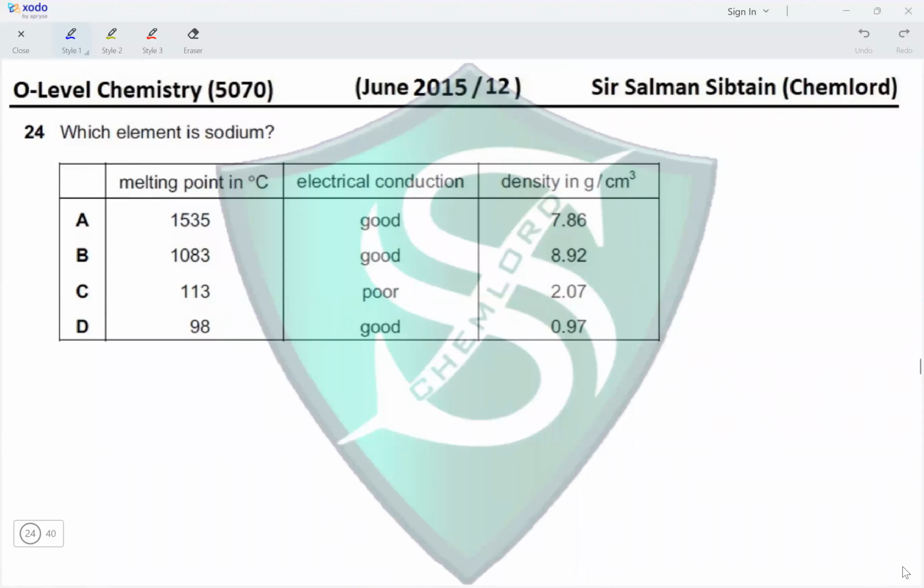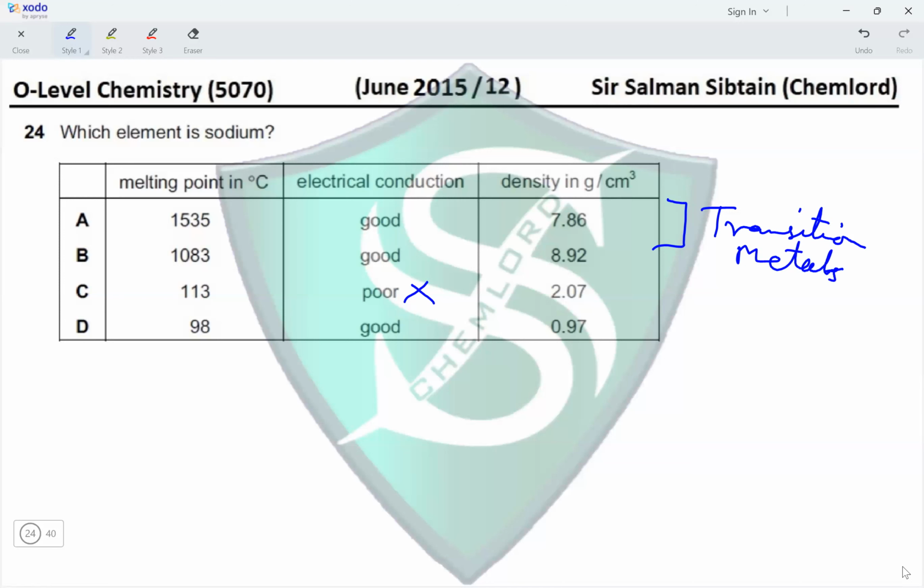Question 24. Which element is sodium? So we are given melting points, electrical conduction, and density. So sodium is a metal. It will conduct electricity really well. So option C is eliminated because it says it is a poor conductor of electricity. Now we are left with options A, B, and D. In options A and B, we've got very high melting points and very high densities. These are properties of transition elements. So these two are transition metals. So we are only left with option D.